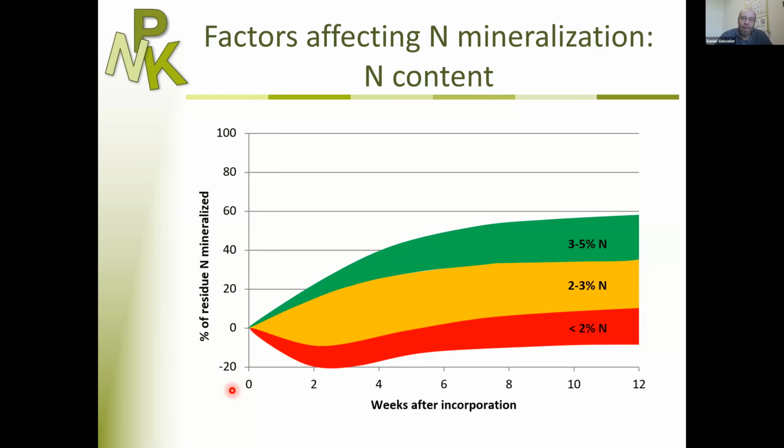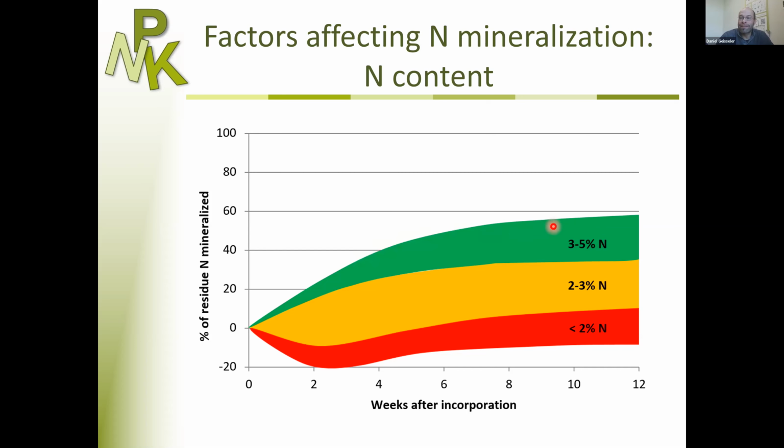This is data from laboratory incubations over a period of 12 weeks. And the vertical axis is in % of the total nitrogen added with that residue. And what we can see when we have a residue with 3 to 5% nitrogen, that could be broccoli residue or lettuce residue, could also be a legume cover crop, we see that nitrogen mineralization takes place very quickly. So a lot of nitrogen is released and becomes plant available immediately.